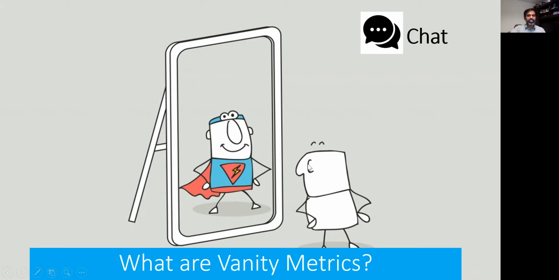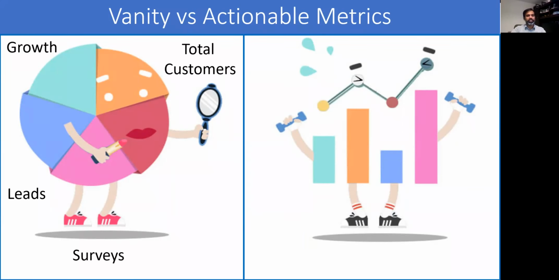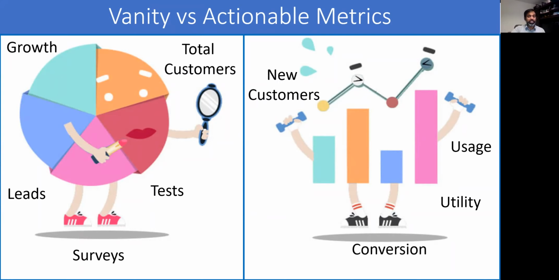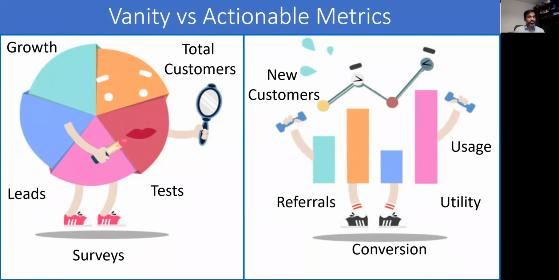And that's where I really like the differentiation. If you look on the left, these are the vanity metrics. So you're putting some makeup on, instead of working hard. You're looking for metrics which are really giving you the right picture, which make you work hard. I've got some examples here. Total customers, growth, or surveys are all vanity metrics, right? They don't really tell you the real picture. But customer usage, utility, conversion, new customers, referrals are really actionable metrics that you can count on, because they give you a picture of what's really going on.